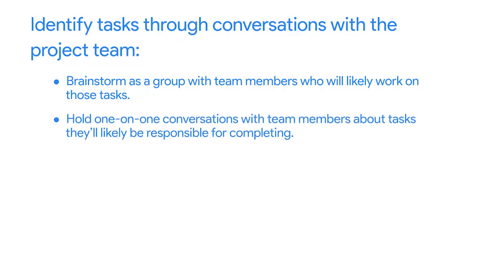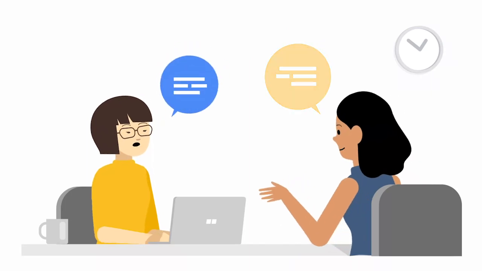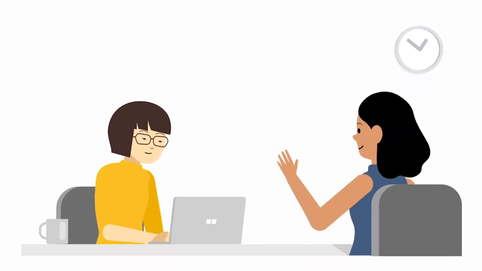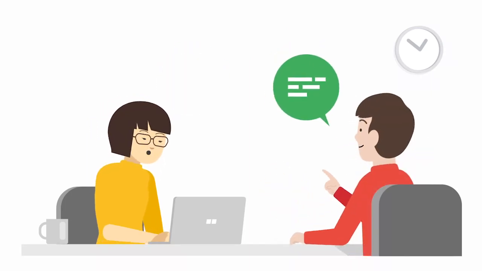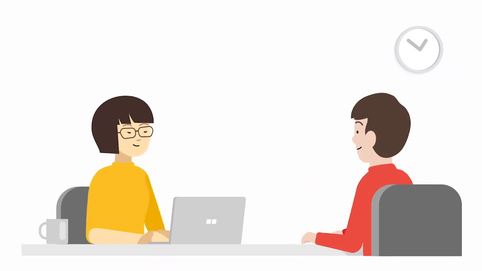Another way to discover tasks is to hold one-on-one conversations with team members about tasks they'll likely be responsible for completing. For example, you might have a discussion with a vendor who specializes in training restaurant employees to determine how to prepare for the training. Or you might reach out to a graphic designer to discuss creating new marketing materials.